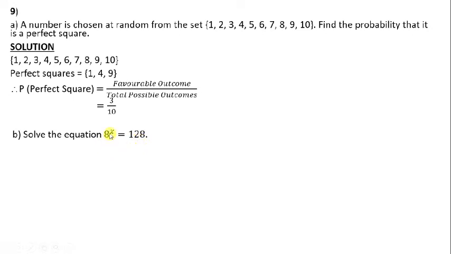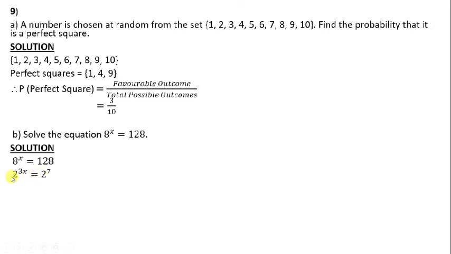So what we are going to do is to change this 8 into power form so that it will have the same base as the 128 in power form. Let's do that. If you express 8 in power form, it's the same as 2 to the power 3. Using the index of an index, multiply the powers. So we have 2 to the power 3 times x, which gives us 2 to the power 3x. 128 is the same as 2 to the power 7.